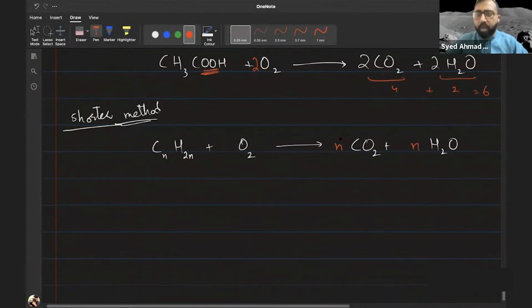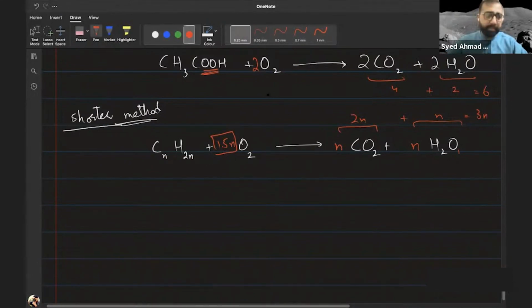Okay, so how many oxygen do I have here? 2 times n here and 1 times n here, n. So that means I need 3n oxygen atoms. यहाँ पे मेरे पास कितने हैं ऑक्सीजन? 2. So 3n divided by 2, 1.5n ऑक्सीजन मुझे चाहिए, और ये नंबर ज़हन में रख लें। For any alkene, अगर उसमें 2 कार्बन है तो मुझे 1.5 times 2 ऑक्सीजन मॉलिक्यूल्स चाहिए, 3.